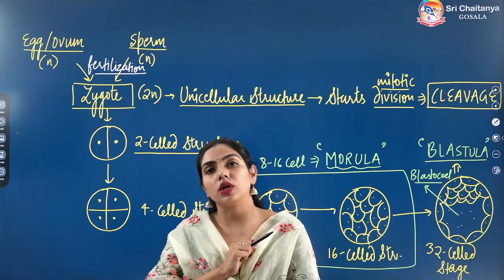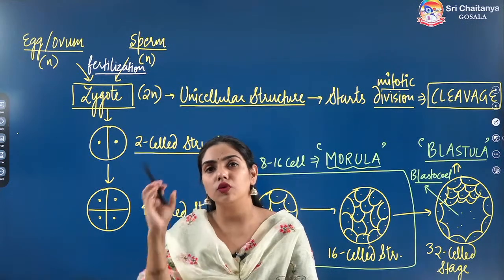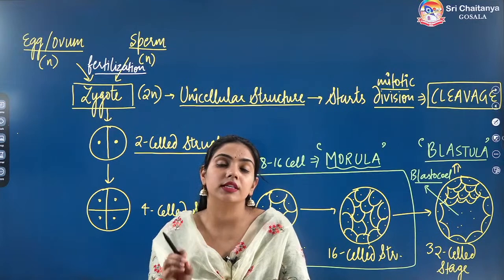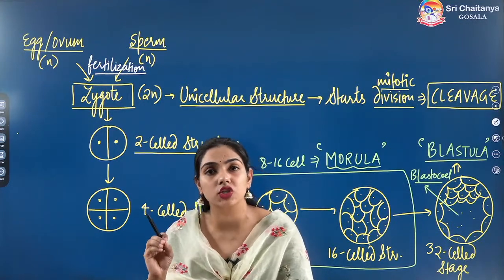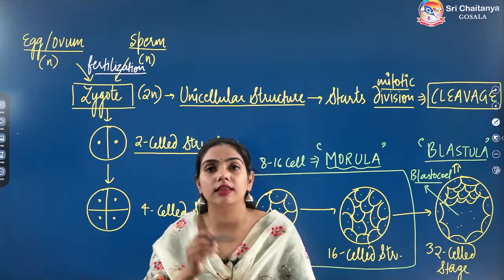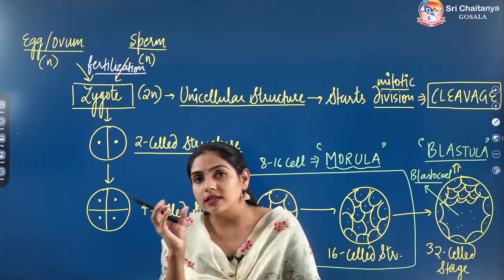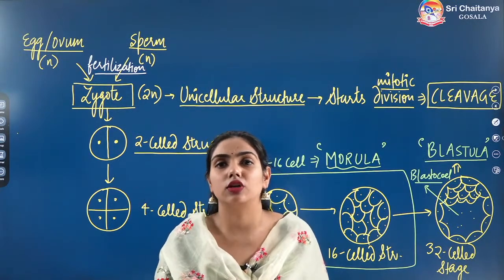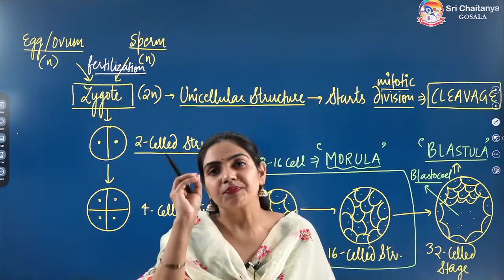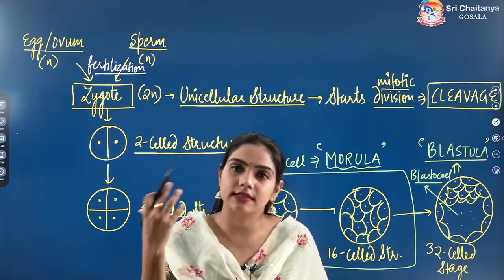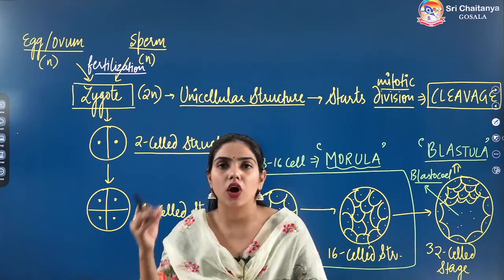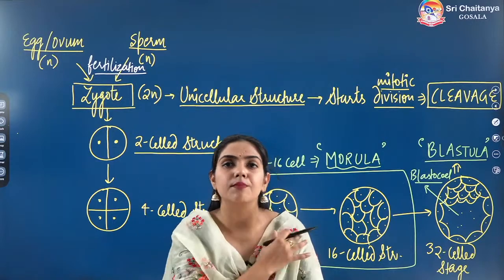So what I have told till now is that after the fusion of egg and sperm, a very important structure is formed, which is a unicellular diploid structure, that is zygote. Then the zygote will start the mitotic division, that is known as cleavage. It is not exactly the same as mitosis, so we say it is a mitotic type division. It is just like mitosis and it occurs specifically in the zygote and then in the further embryos as well.